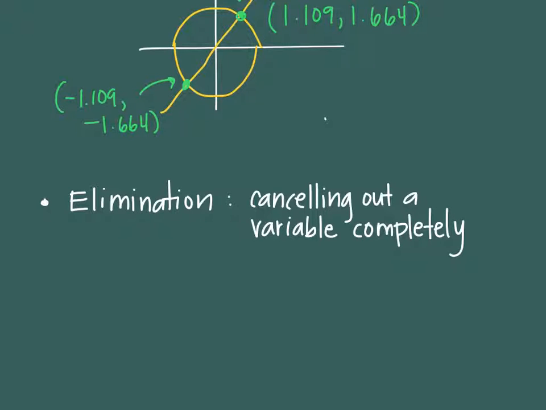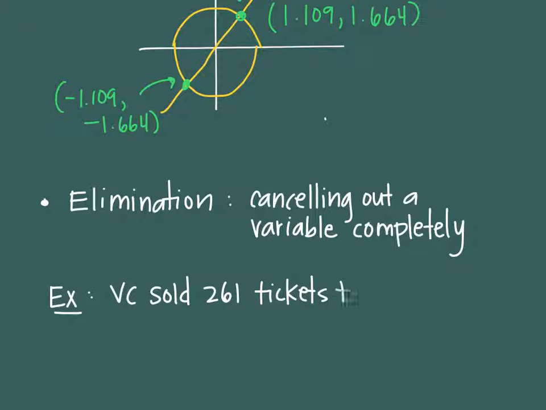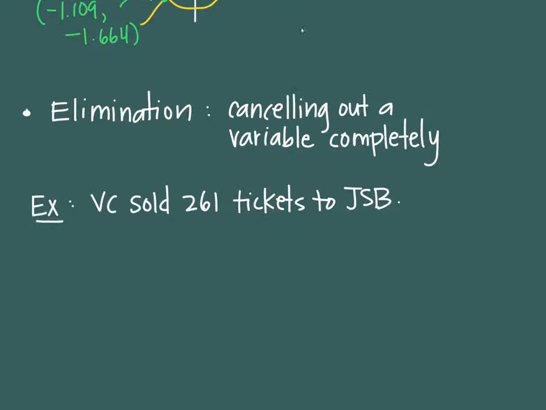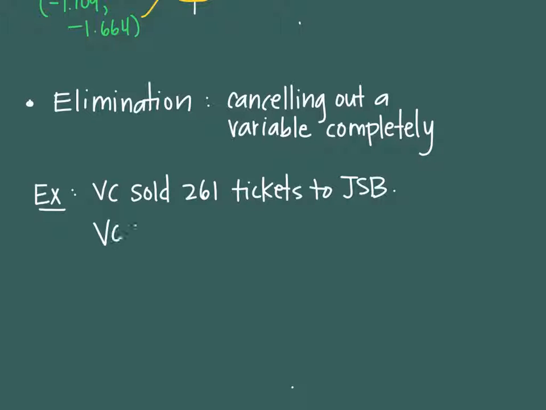All right, so this is the elimination method where we cancel out a variable completely. We'll do a couple examples of this. All right, this year we sold 261 tickets to JSB. Okay, you know the prices, right? VC students were 85, right? Okay, and guests cost 95.